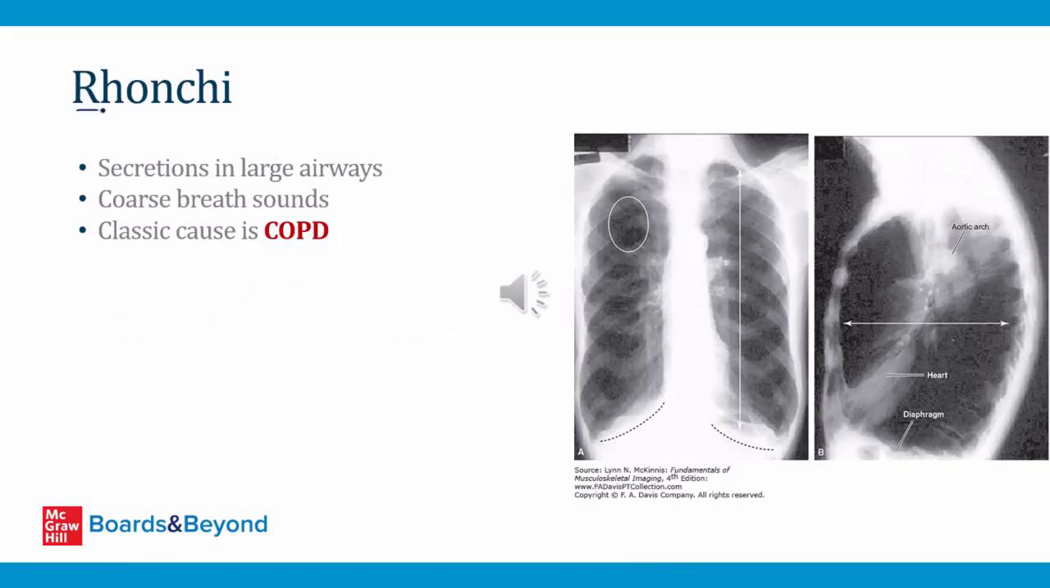Okay, let's talk about rhonchi. So rhonchi are caused by secretions in large airways. Rhonchi are often described as coarse breath sounds, and what this term means is breath sounds that are low-pitched and louder, and they sort of sound like turbulent flow, like the air is not flowing smoothly through the bronchi. That's what rhonchi sound like, and that's why they're called coarse breath sounds.